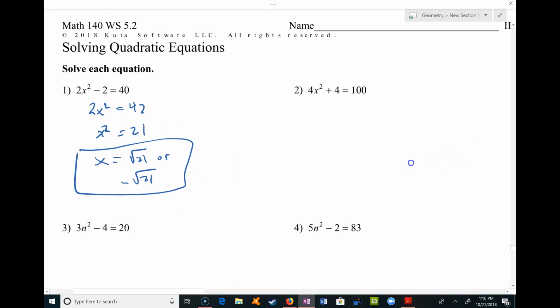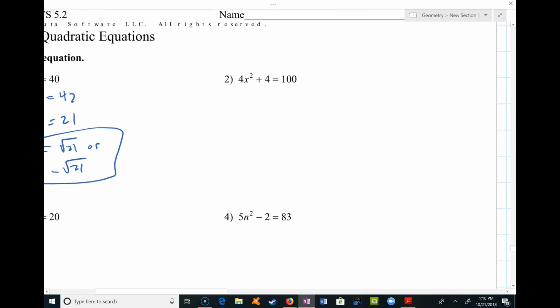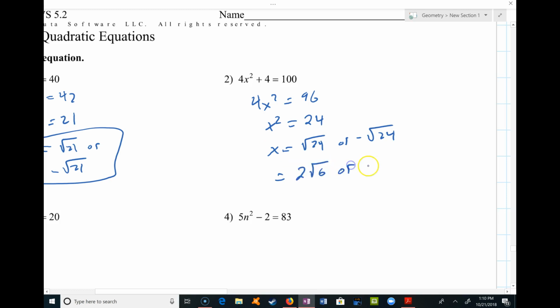Okay, same thing over here. I'd subtract a 4 first, and that would give me 4x squared is equal to 96. Divide both sides by 4, and I get, what would that be, 24? Square root both sides, and I get x is equal to the square root of 24 or negative square root of 24. But of course, I can simplify that. I can pull out a 4, so that'd be 2 times the square root of 6, or negative 2 times the square root of 6. And that, my friends, would be my answer.